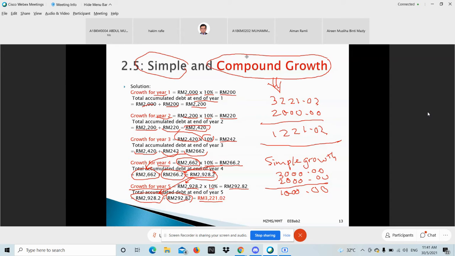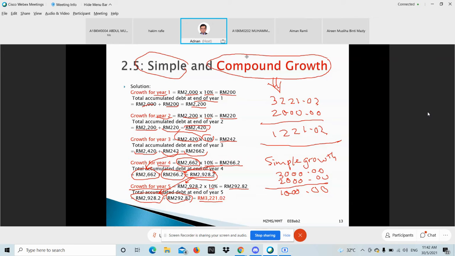Okay. So yang mana lebih mahal? Compounded ke simple? Compounded. Okay, compounded ni maknanya di atas interest tadi ada lagi interest ke atasnya. Okay, bukan ke atas principal sahaja. Principal was 2,000. Okay, kalau simple growth dia hanya ambil kadarnya ke atas principal asal sahaja.